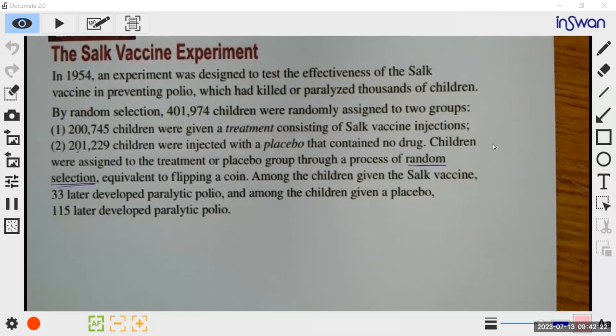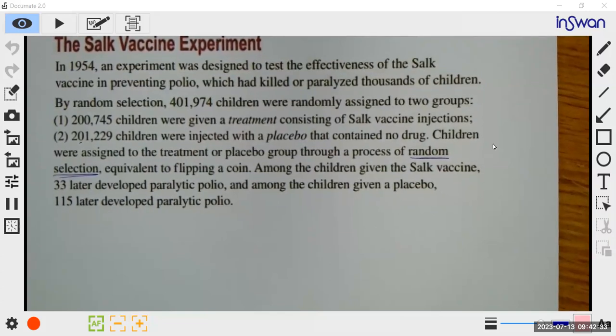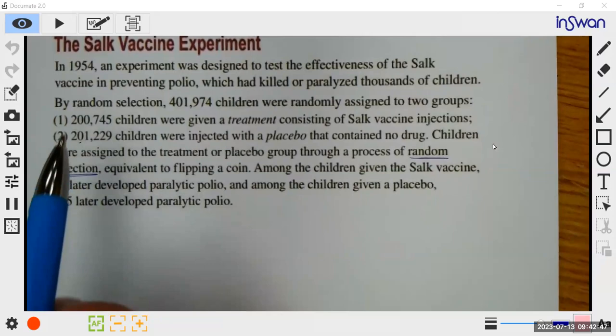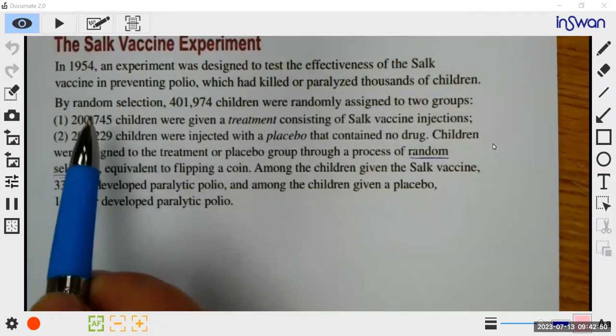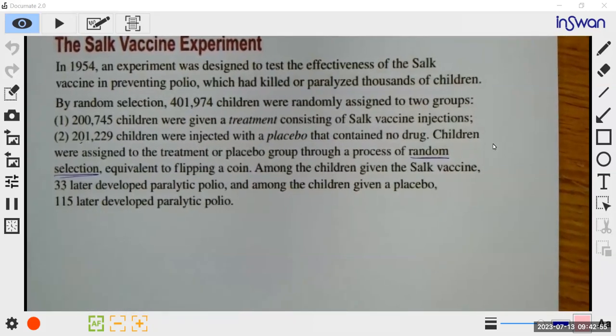So through a process of random selection, equivalent to flipping a coin, among the children given the Salk vaccine, 33 later developed paralytic polio. And among the children given a placebo, 115 later developed paralytic polio. So what does that show you? That the vaccine actually worked. From 200,000, we only got 33. As opposed to 201,000, we only got 115. So that was a good enough, that's five times as effective than not having it.